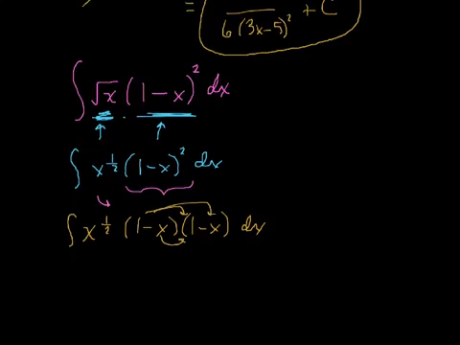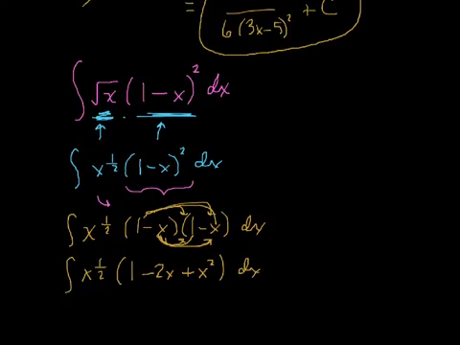Distribute, distribute, distribute, distribute. All right, so you're going to have x to the 1/2 power times 1. I get -x, and another -x is -2x. And then -x times -x is plus x squared. Okay, that's what I get. Now you've got to distribute this x to the 1/2 power to everybody.